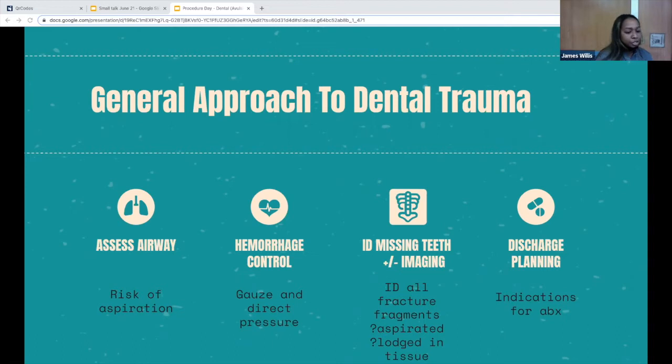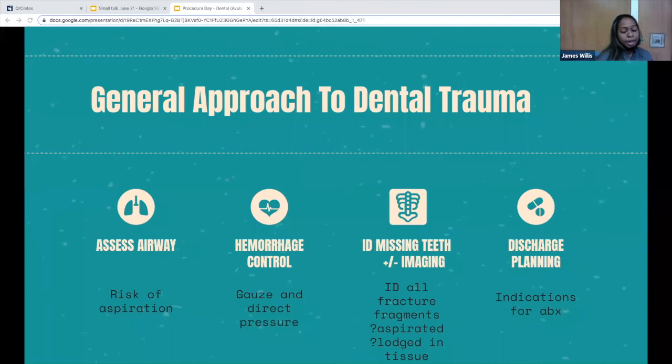And then finally, do a functional assessment: any disturbances or changes in the bite, check for symmetry of the mouth or any malocclusion. Imperfect positioning of the teeth when you ask the patient to bite down can indicate an underlying fracture.